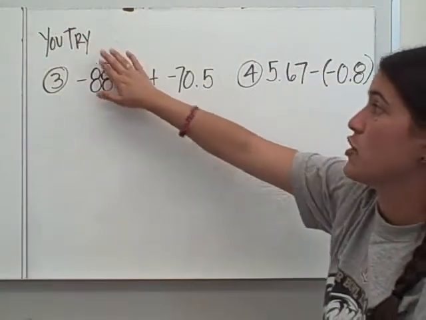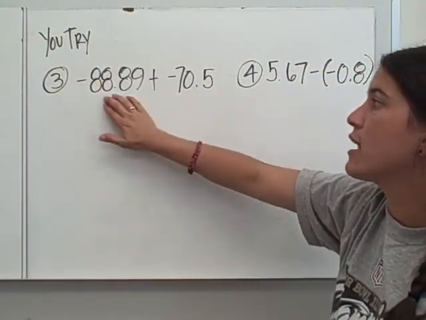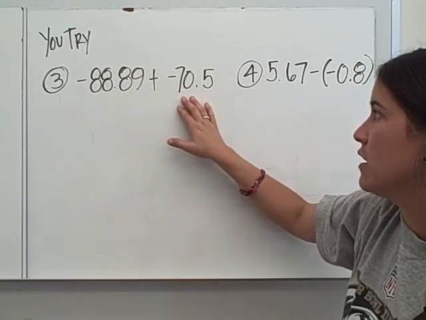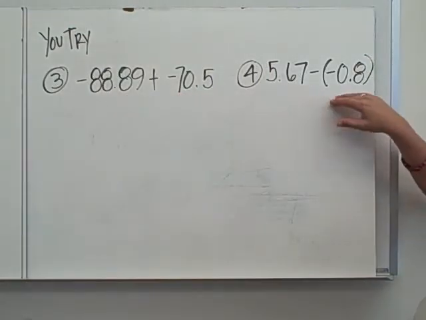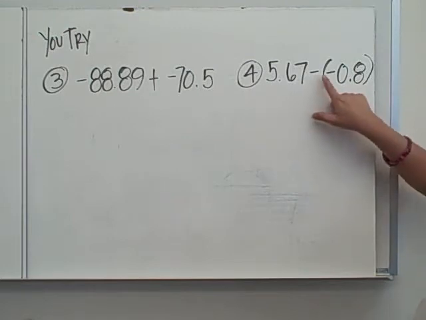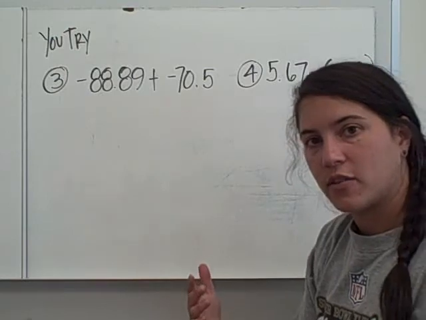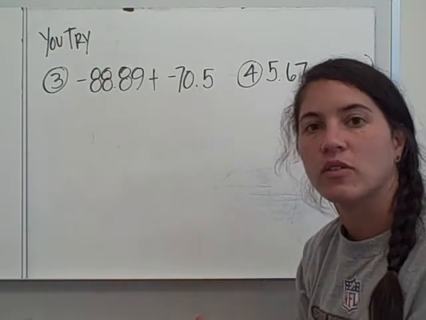So I have some for you to try. Number 3, you try negative 88.89 plus 70.5, and number 4, 5.67 minus negative 0.8. So I want you to pause the video, and then when you're ready to see my explanation, restart the video.